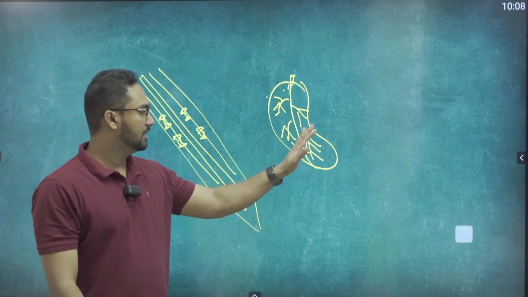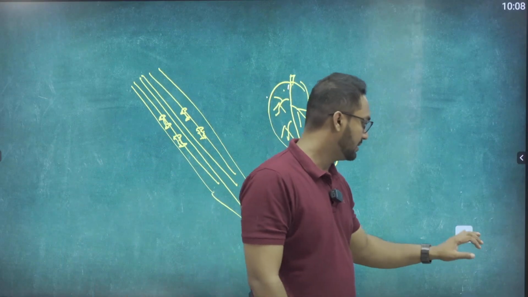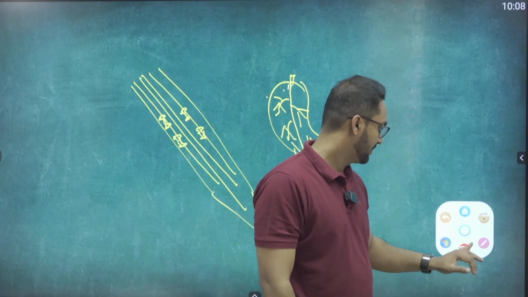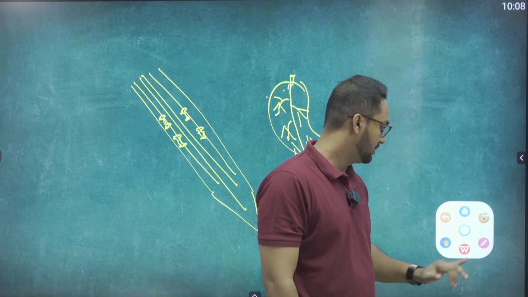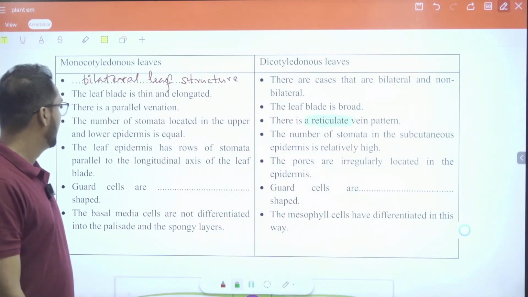But in the dicotyledonous plant, it's more dispersed. It's everywhere. It doesn't have a certain order, you know, right?